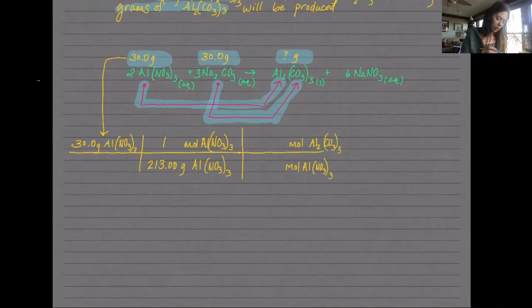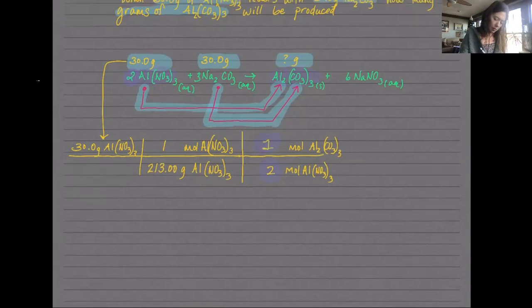Now, this is my mole ratio. So I need to look at my balanced chemical equation, and I need to see that there are 2 aluminum nitrates. So I'll put a 2 on bottom, and that is for every 1 aluminum carbonate, which is right here as my product. So I'll put a 1 there. I'm going to go ahead and take this answer to grams by putting my moles of aluminum carbonate here and my grams of aluminum carbonate here.